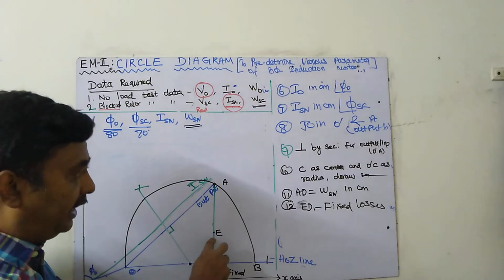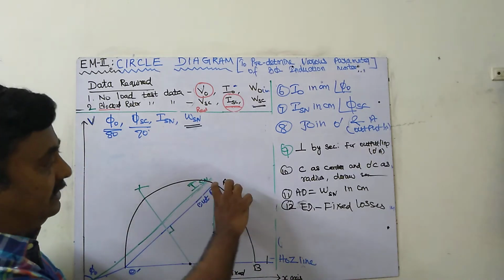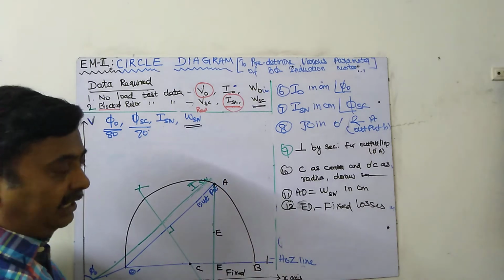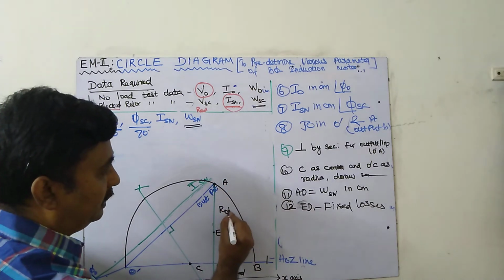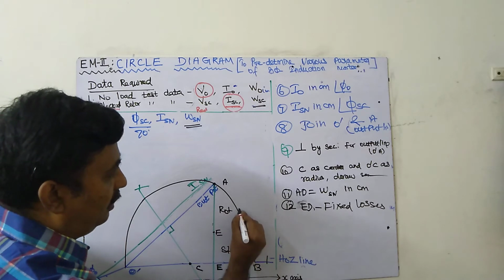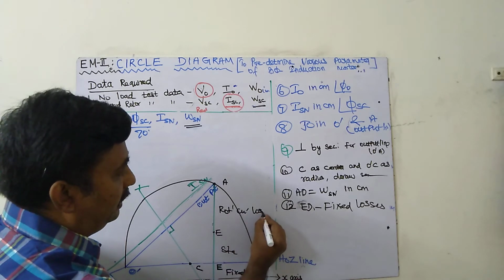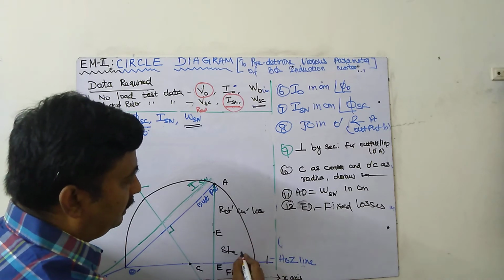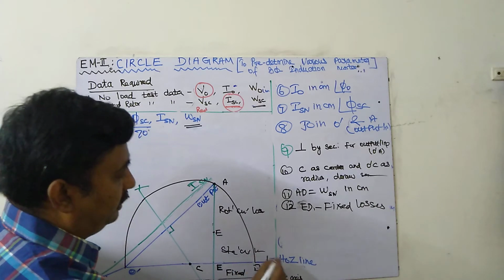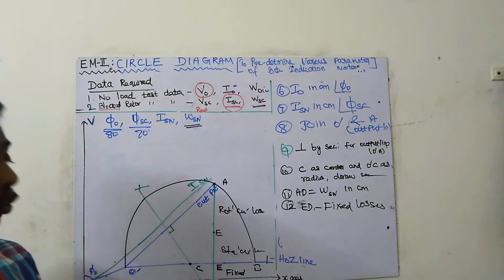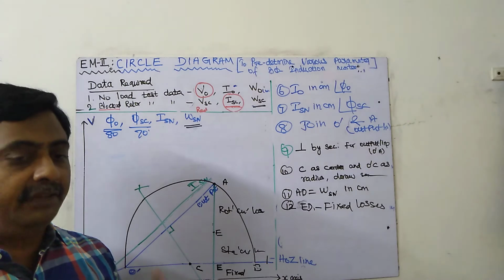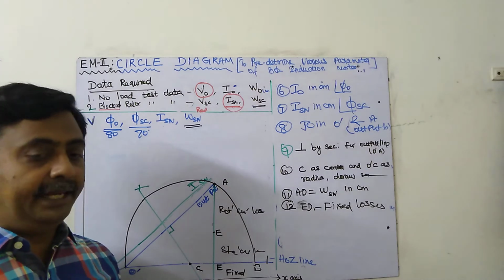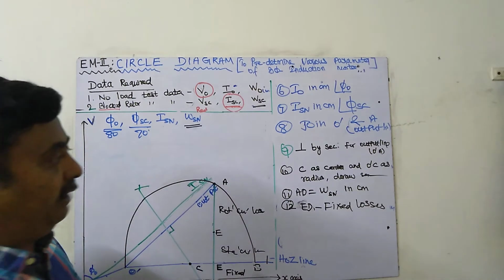So the E point separates rotor copper losses and stator copper losses. This is rotor copper losses, and this is stator copper losses. Okay, this segregates, but how to locate this point E? That is very important. In the slip ring induction motor, I will clear all those things.